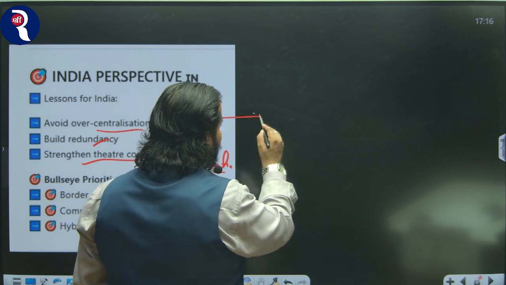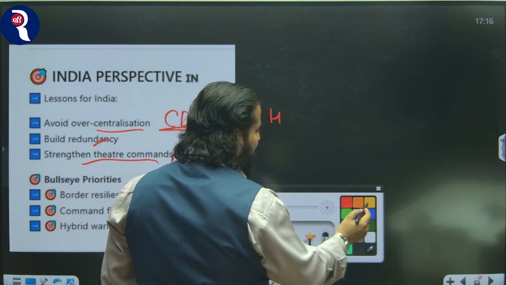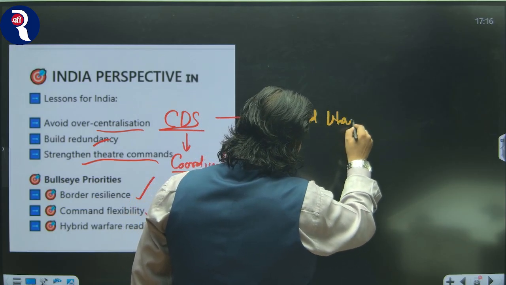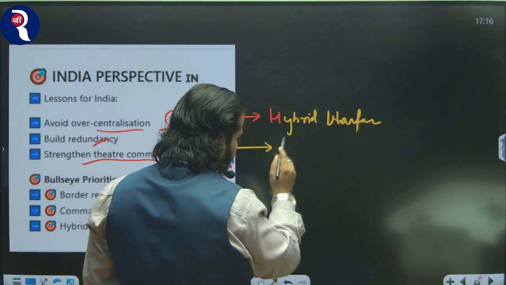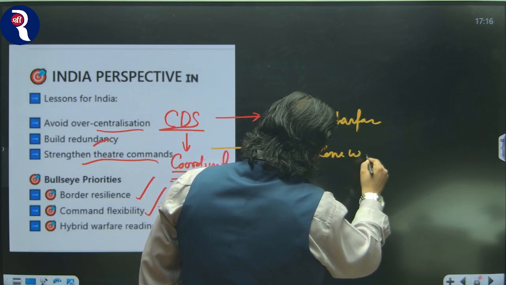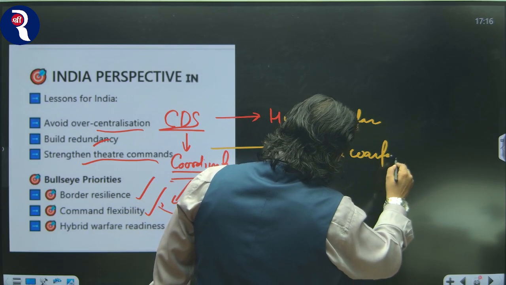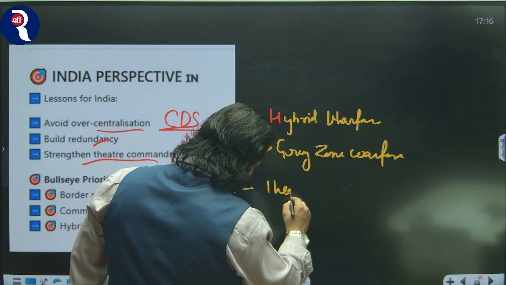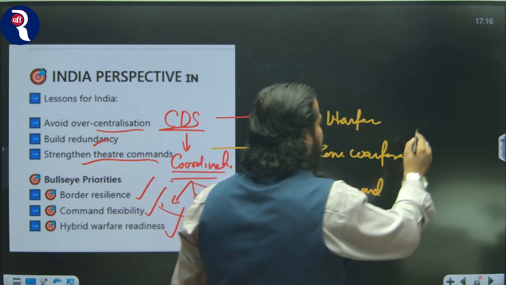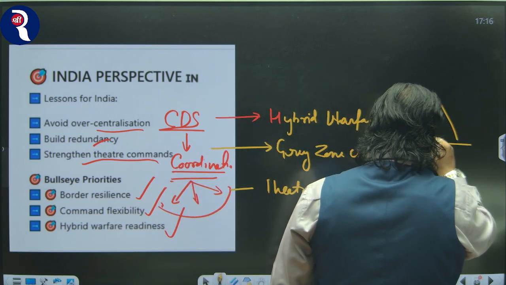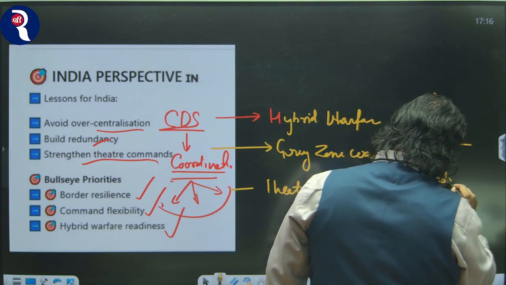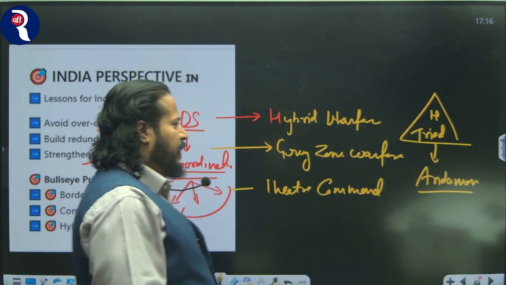And also the CDS is working on hybrid warfare technology. The CDS also recently spoke about gray zone warfare, and work is going on related to theater commands. And you all know that we have recently completed the nuclear triad with the launch of INS Aridaman. So this is a great achievement for India and the Indian armed forces.